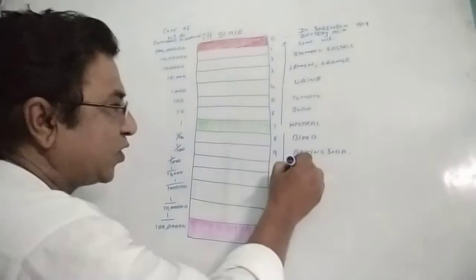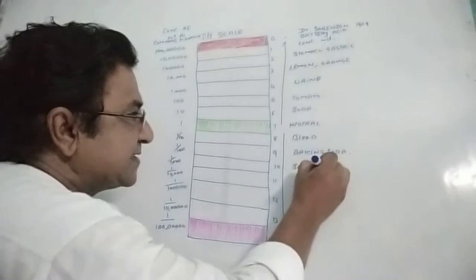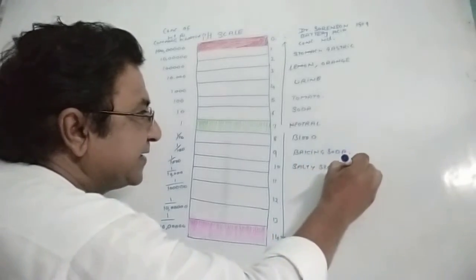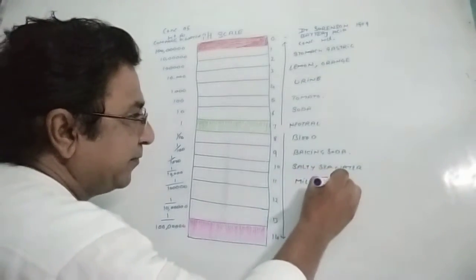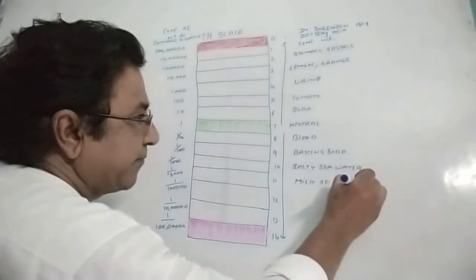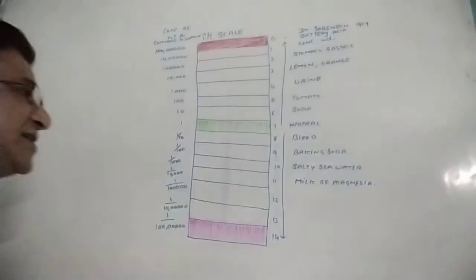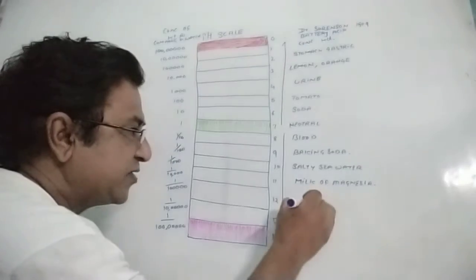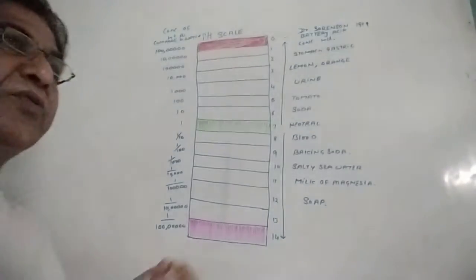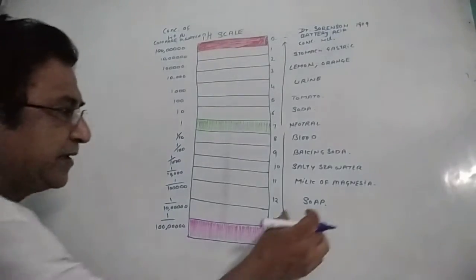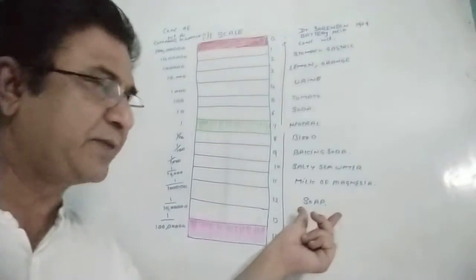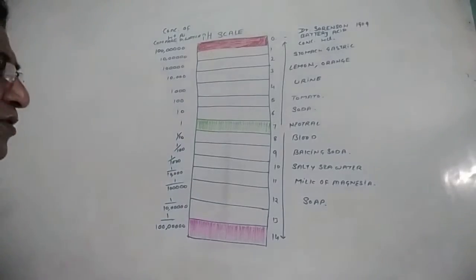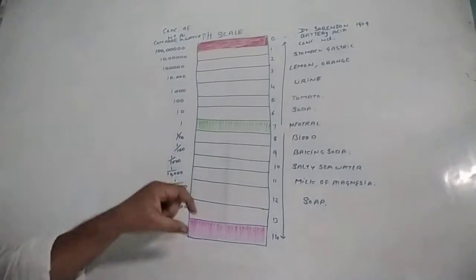If we go further, salty sea water has a pH of 10, right? Milk of magnesia, which is used in antacids, has a pH of 11. Soap or washing powders which we use at home have a pH of 12. Because it is alkaline in nature, it also has a cleansing effect. Remember that. Soaps are a little corrosive in nature also if they have more alkalinity.